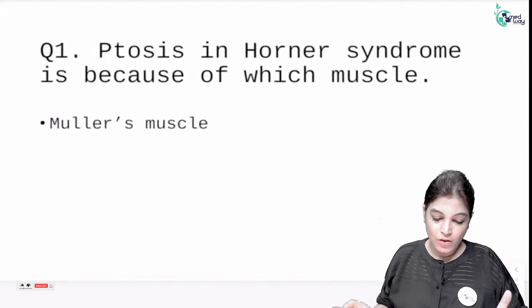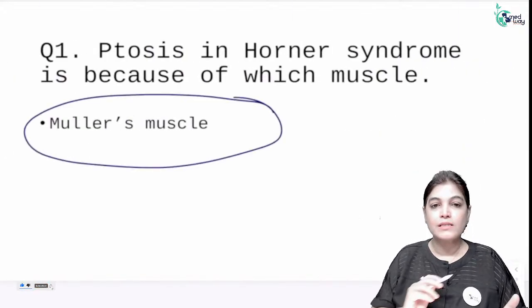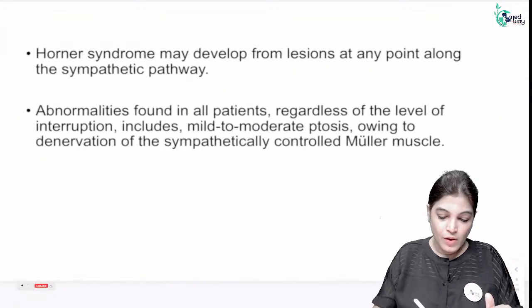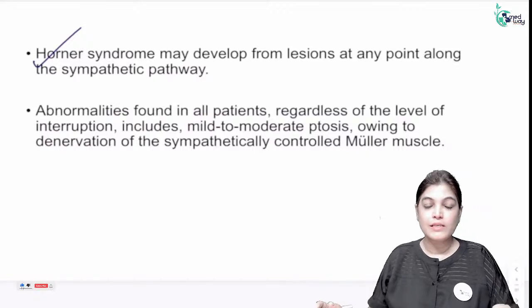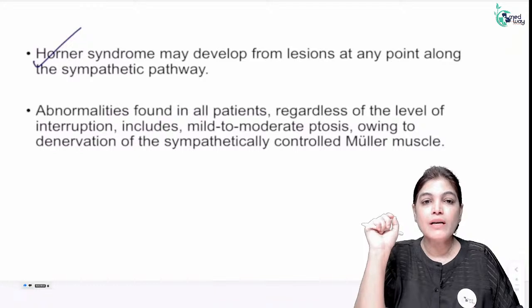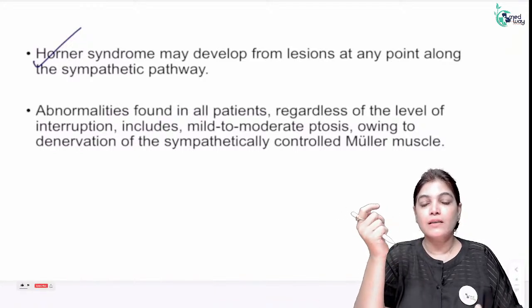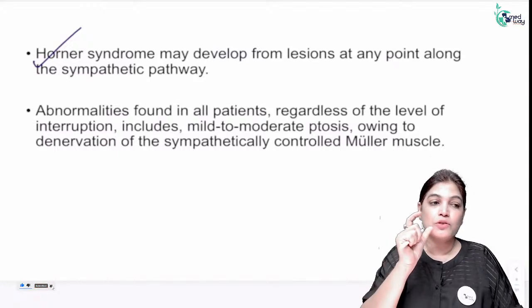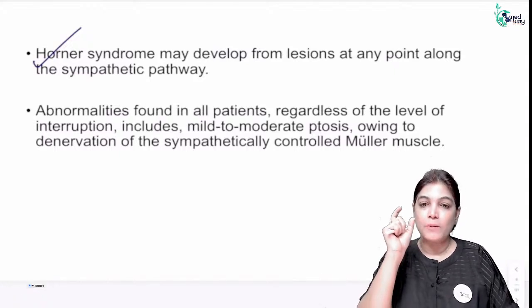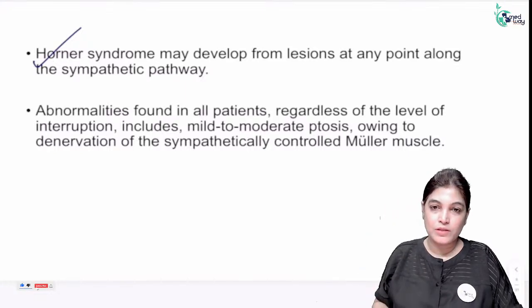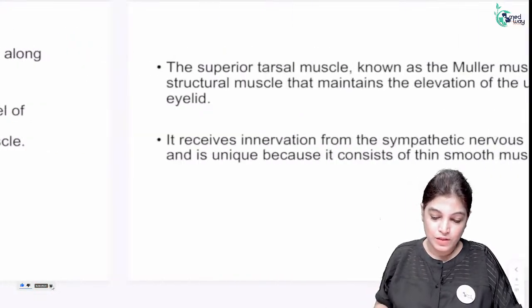So ptosis in Horner syndrome occurs by which muscle being affected? The right answer is Muller's muscle. In Horner syndrome there must be a defect in the sympathetic pathway. The abnormalities can range from mild to moderate, and you should know the difference between complete drooping of the upper eyelid and partial ptosis. In Horner syndrome, there is partial ptosis.